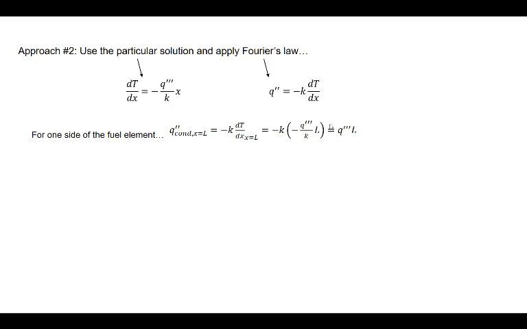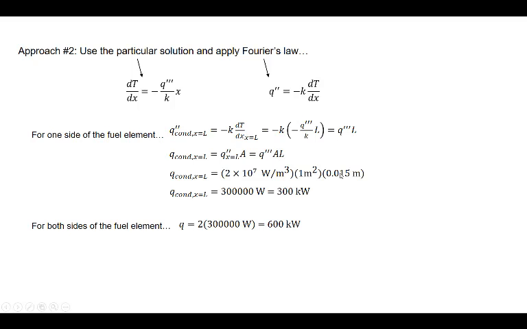Combining these two equations together allows us to calculate the heat flux at the surface of the element. We simply evaluate the temperature gradient at x equal L. This gives that the rate of heat flux at the surface is equal to the volumetric thermal energy generation rate times the half thickness. Multiplying by the area to get the overall heat transfer rate gives us the same result as that which we found from approach number 1.